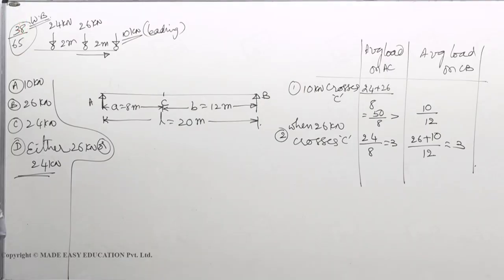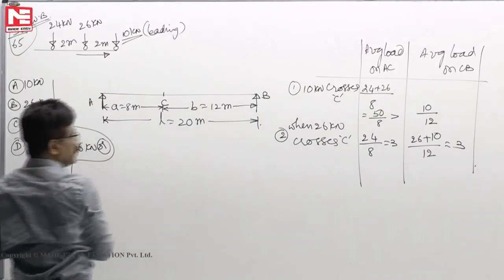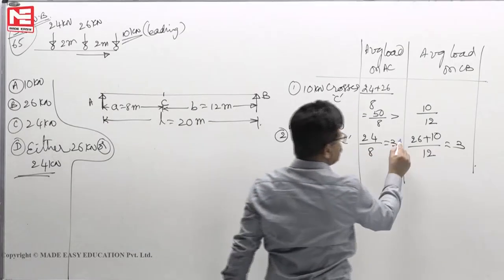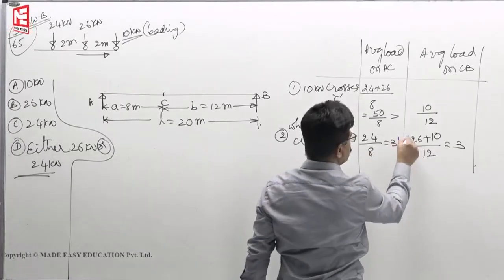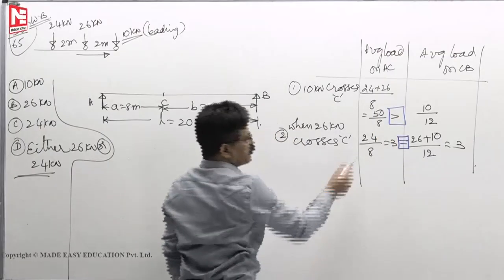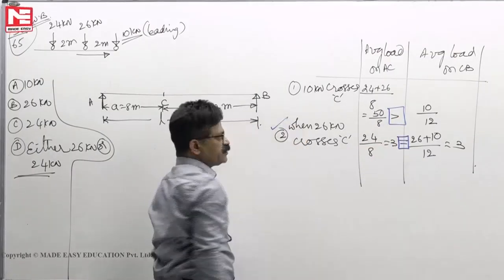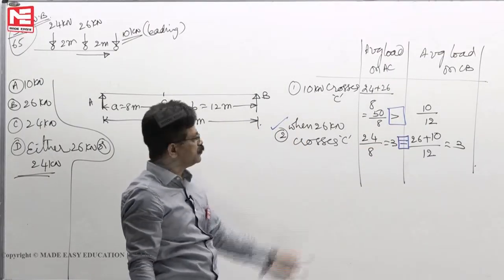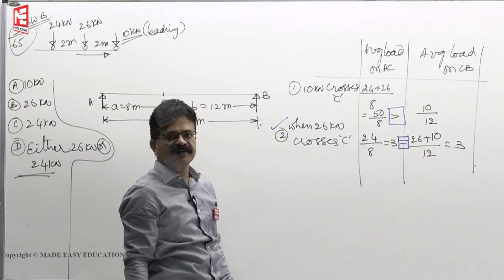So in the process, what happened here is this is 3, this is 3. So both are equal. First the greater-than symbol was there. Now greater became equal. So change of sign happened. So maximum bending moment will happen at C.